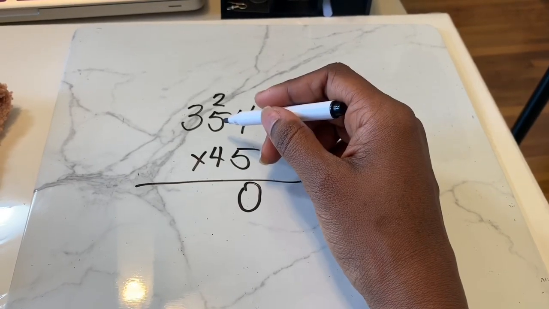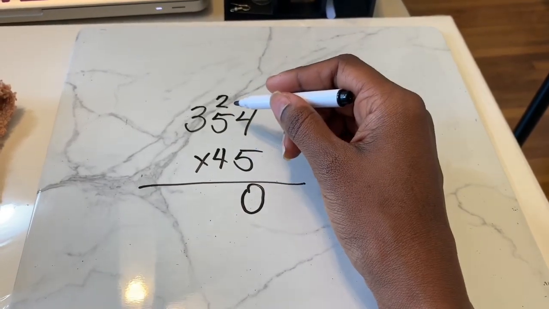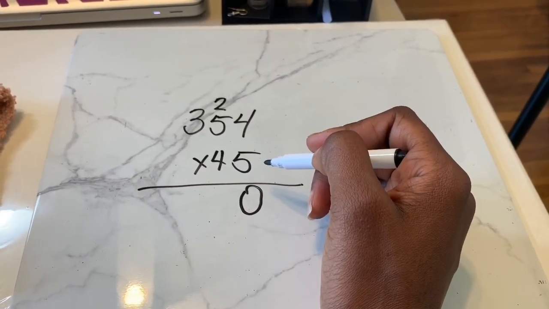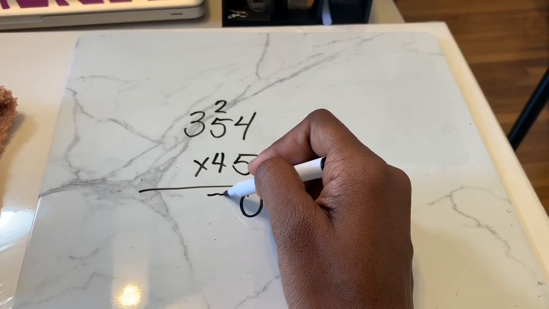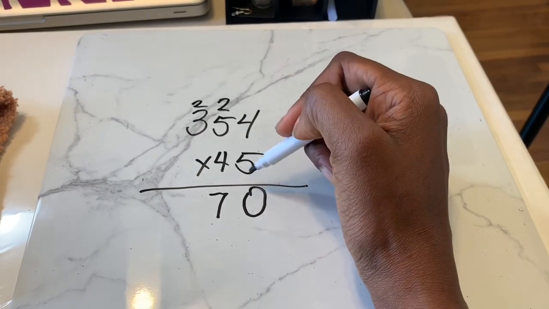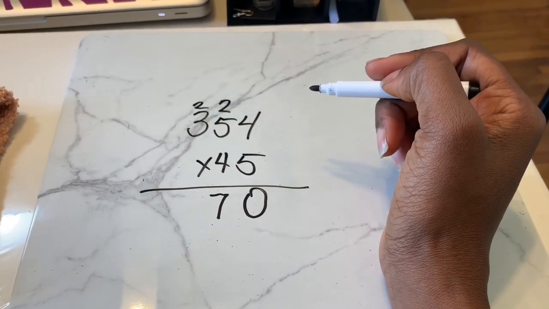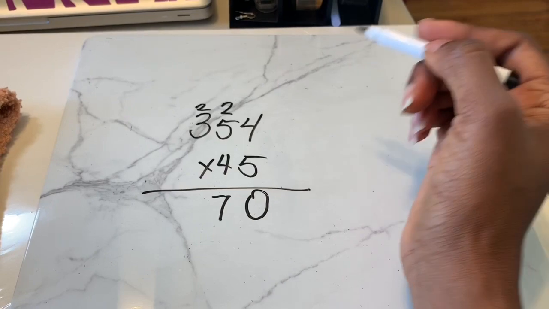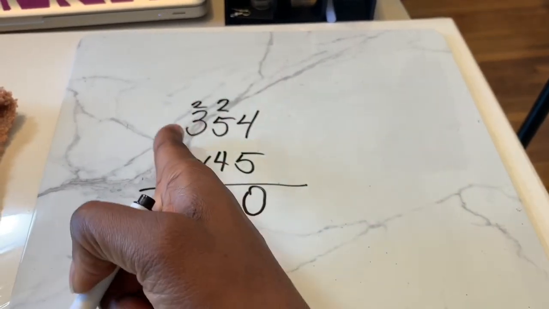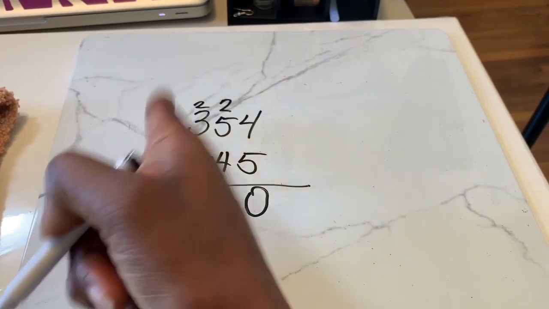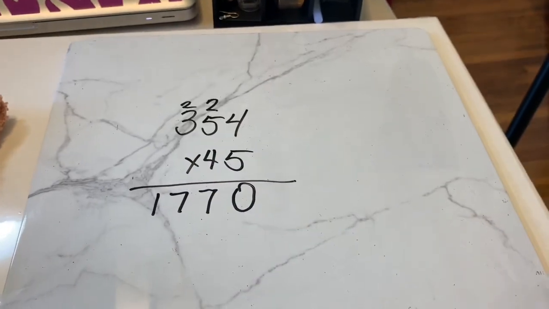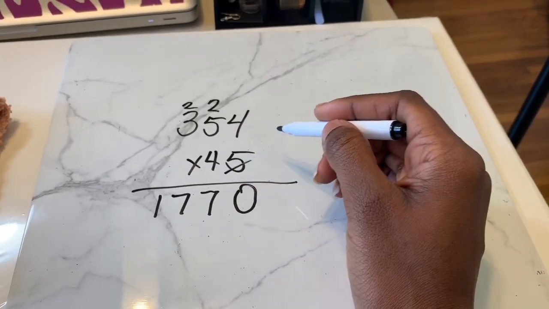So 5 times 5 is 25, plus 2 more at the top is 27. The whole 27 cannot go down. We only put the ones place number, the 7, and we regroup the 2 to the hundreds place. 5 times 3 is 15, plus 2 more is 17. This time, I can put the whole 17 because there's no number to regroup the tens place on top of. So now I'm going to put the entire 17. Now I'm done with the 5.